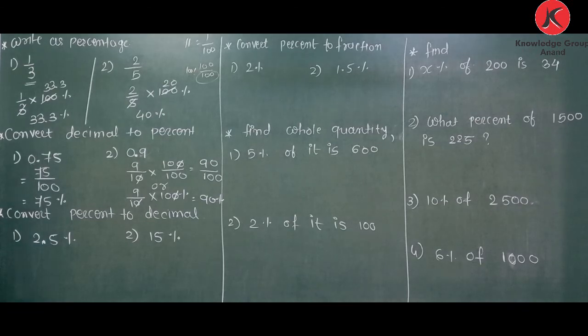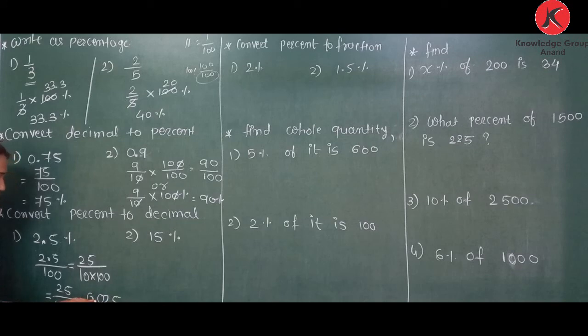Next, convert percentage to decimal. Percentage to decimal. So a percentage is given and you need to convert it into a decimal. So 2.5%. 2.5% means 2.5 divided by 100. Percentage means what? Divide by 100. But here 2.5 is written as 25 by 10, and 100 is there. So how many zeros in the denominator? 3. So it is 0.025 as a decimal. 2.5% can be written as 0.025.